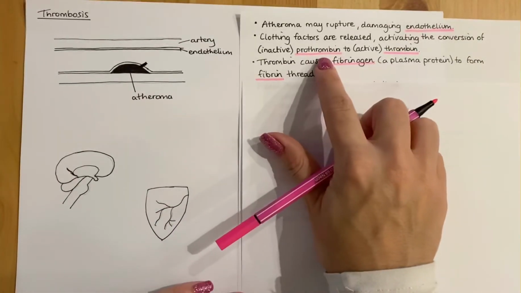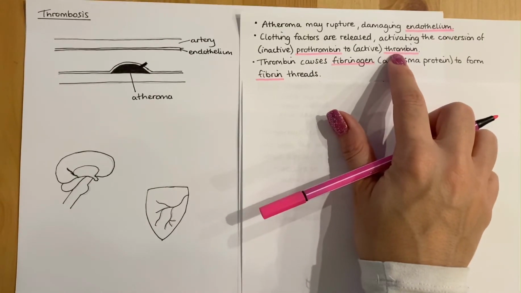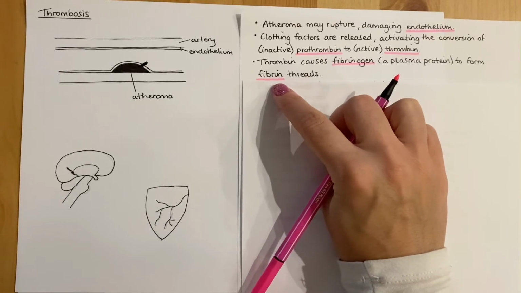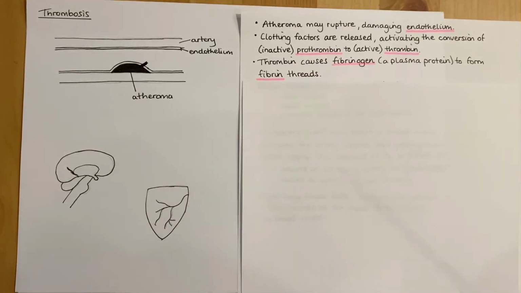Okay, so prothrombin initially converts to thrombin. Thrombin then causes fibrinogen to form fibrin threads. So this is quite a challenging part because there's quite a lot of different terms in this, which is why if it's an essay question, people tend to struggle with it.